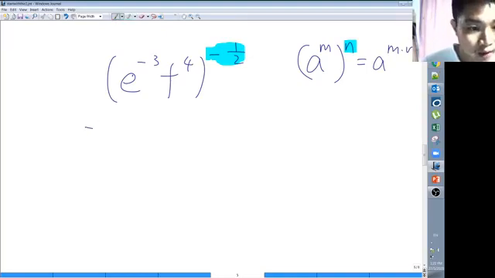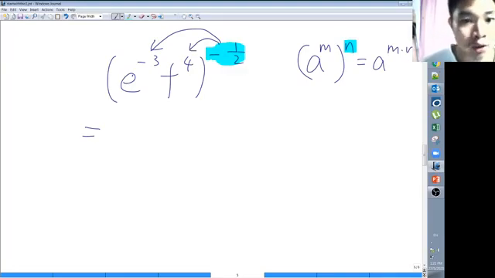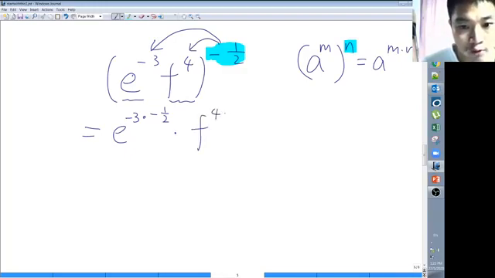So what you are going to do is apply your negative half, which is a power, to each term inside the bracket. Let me apply my negative half to the first term, which is my term with e. So you get e to the power negative 3 times negative half. Let me look at my second term, which is f to the power 4 times negative half.